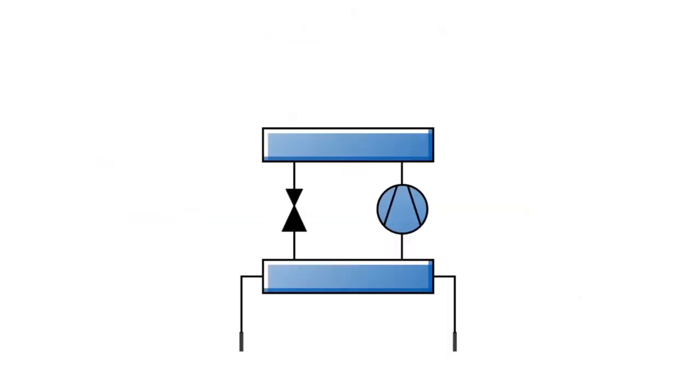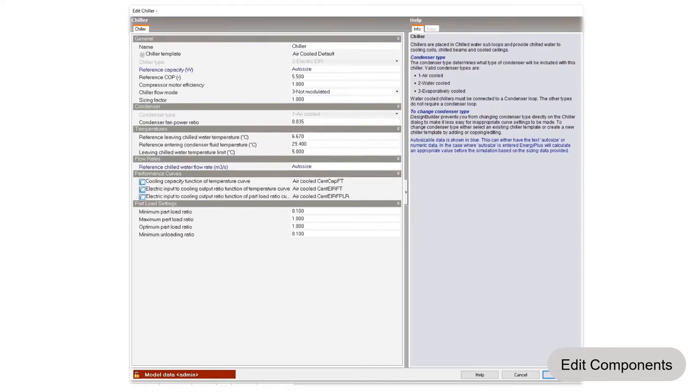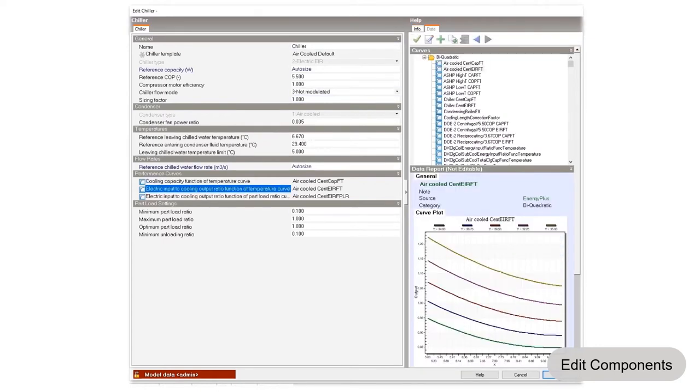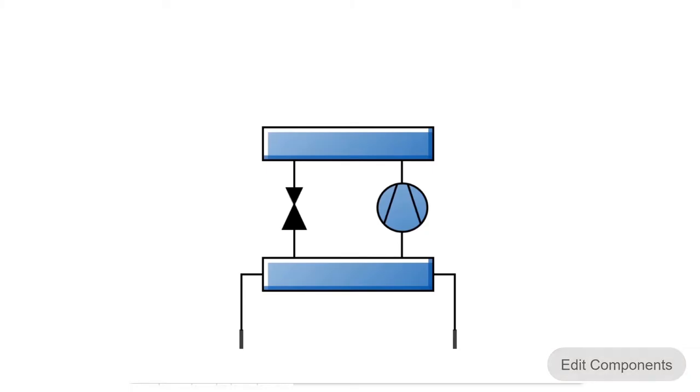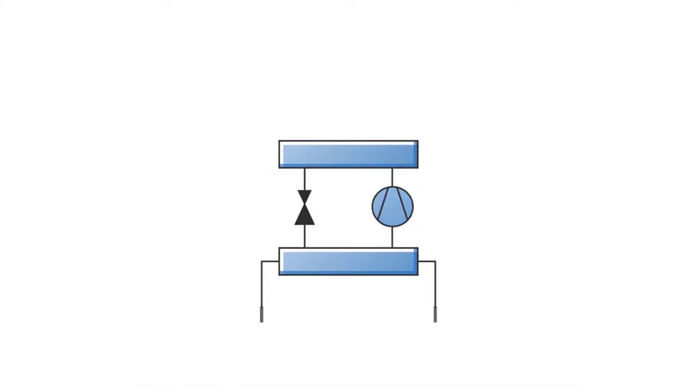You can then go to individual components, such as this chiller or an air handling unit or its fans and coils, and modify any of the settings or curves.